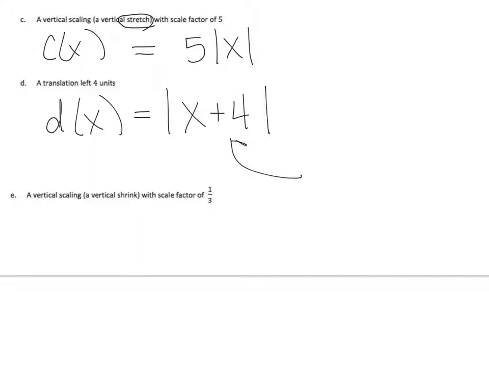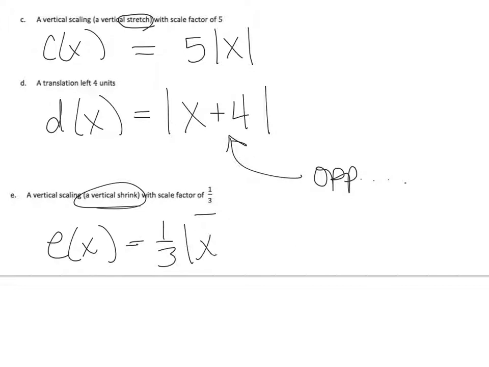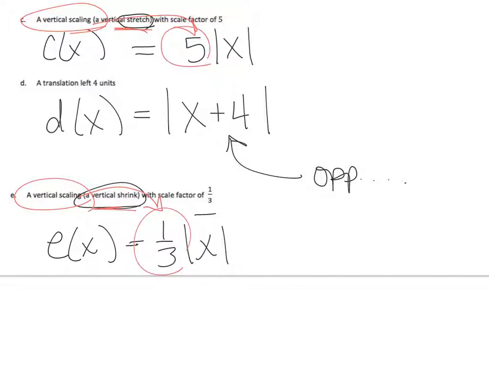Some students think that left is the negative direction and this is opposite. If you want to try to remember that, that's fine. A vertical scaling, a vertical shrink with a scale factor of 1/3, that is still on the outside. So we do 1/3 absolute value x. All of our vertical ones are on the outside. So I've got vertical on the outside, vertical on the outside. The stretch and shrink is just, that's a whole number and this is a fraction.